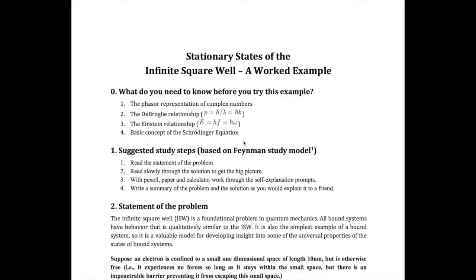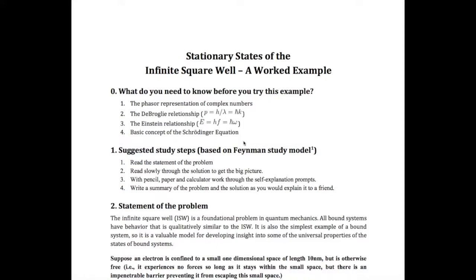Before you read through this worked example and try to solve the problems, it's important that you understand the phasor representation of complex numbers, the de Broglie relationship, which is that the momentum of a quantum particle is h divided by its wavelength, or h bar times its wave number k. The Einstein relationship, which relates the energy of a quantum state to the frequency of the state. And the basic idea of the Schrödinger equation and how it works. So if you haven't encountered those concepts before, you'd probably be better to go back to an earlier worked example and get those concepts before you try this one.